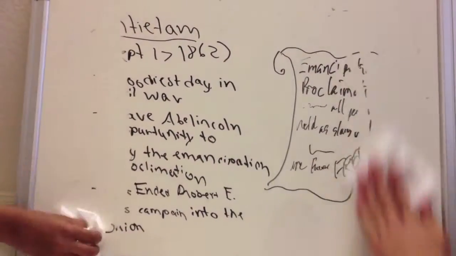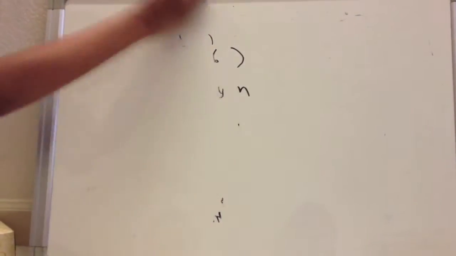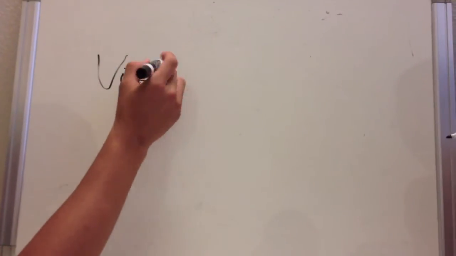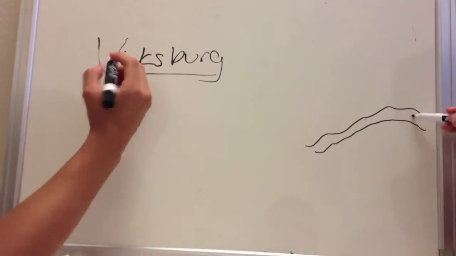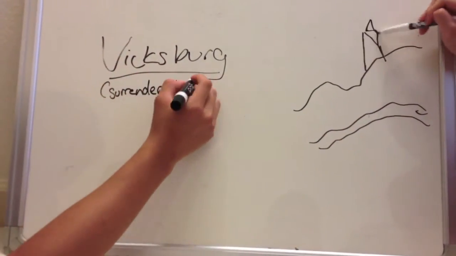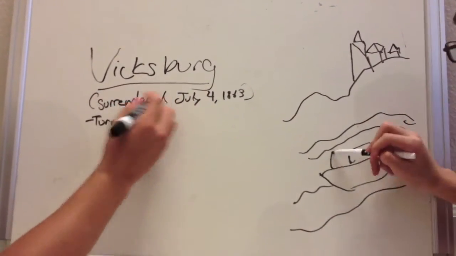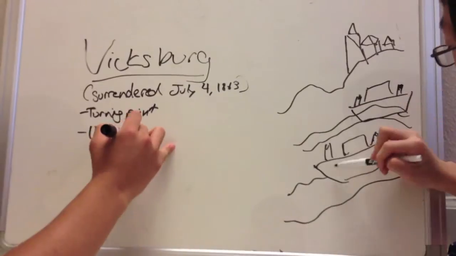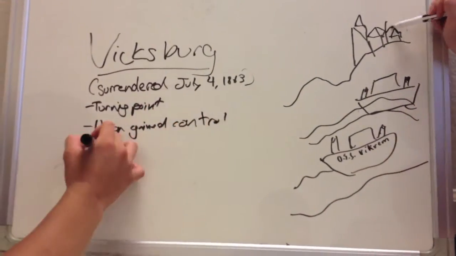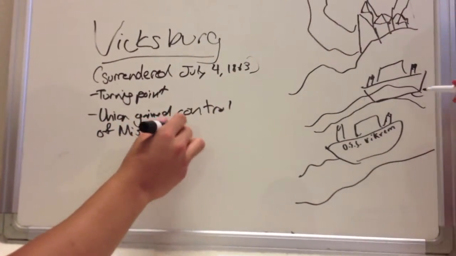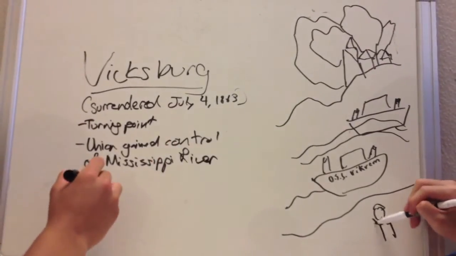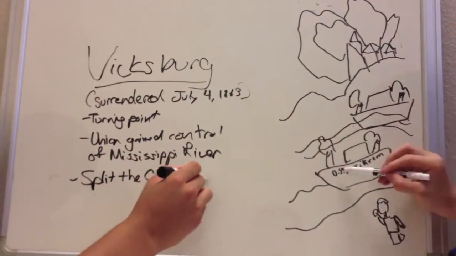The Battle of Vicksburg was a major turning point in the Civil War. Vicksburg was surrendered July 4th, 1863, after a month and a half of siege. The reason it was a major turning point was because the Union gained control of the Mississippi River, and the battle also split the Confederacy in half.